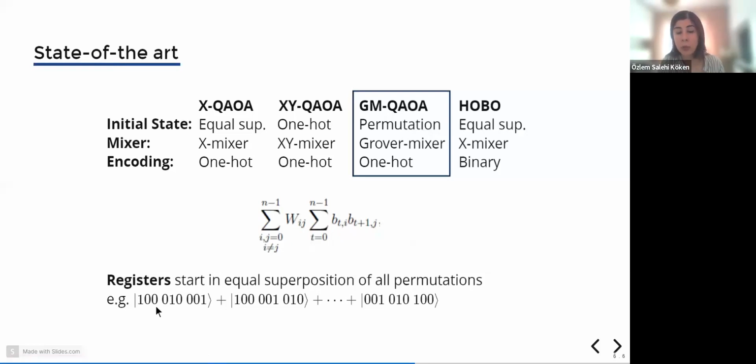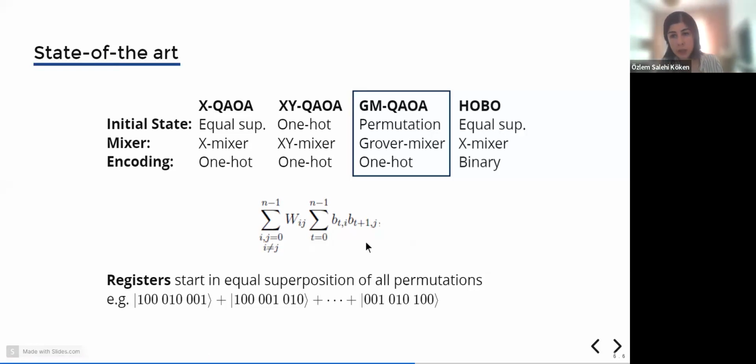And this is one more step. You start in equal superposition of all permutations. Now you don't need any constraints because now you make sure that in each register you have only valid one-hot states like 1, 0, 0 or 0, 1, 0, but you also make sure that at different time steps you are visiting different cities because those are permutations. By permutation, I mean permutation of one-hot states.